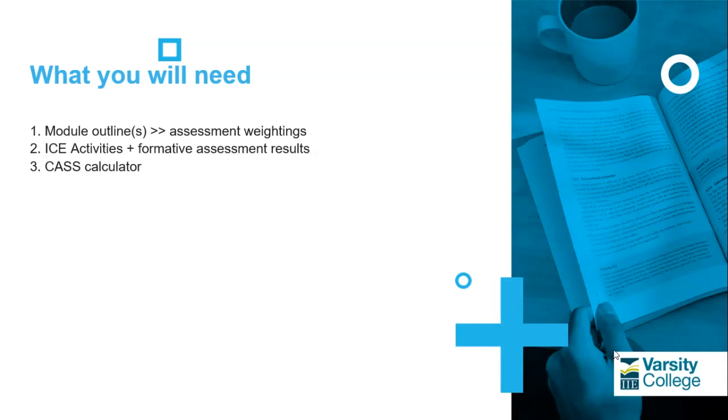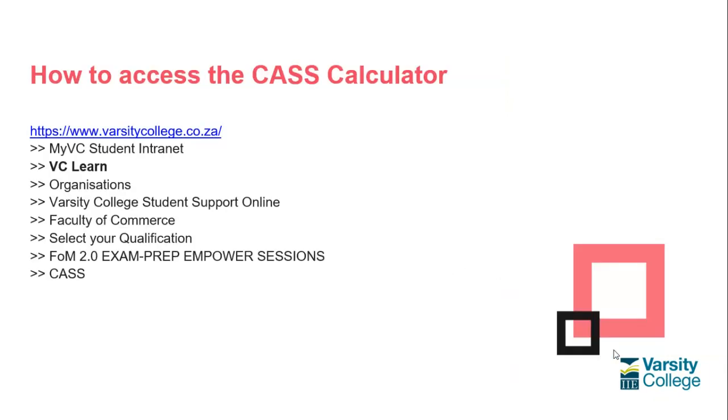And then you're also going to need all the results from all your ICE activities as well as the formative assessments. And then you're also going to need the CAS calculator. And how do you then access this CAS calculator? You simply go to the VC website, and then you obviously go to the student intranet. Under VC Learn, you will find organizations, and in the organizations you will find the Varsity College Student Support Online.